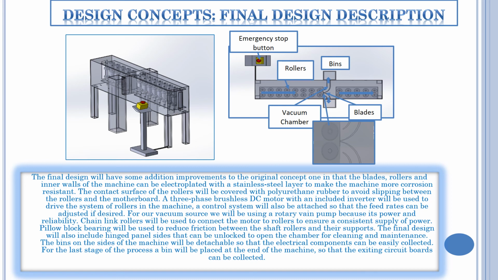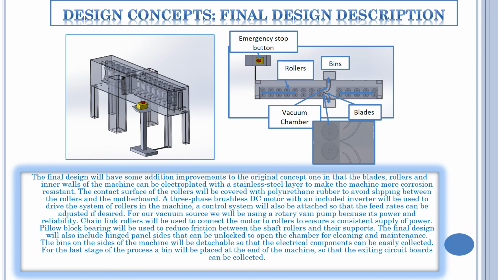The final design would have some additional improvements to the original Concept 1, in that the blades, rollers, and inner walls of the machine can be electroplated with stainless steel to make it more corrosion resistant. The contact surface of the rollers would be covered with polyurethane rubber to avoid slipping between the rollers and the motherboard. A 3-phase brushless DC motor with an included inverter will be used to drive the system of rollers in the machine. A control system would also be attached so that the feed rates can be adjusted if desired.